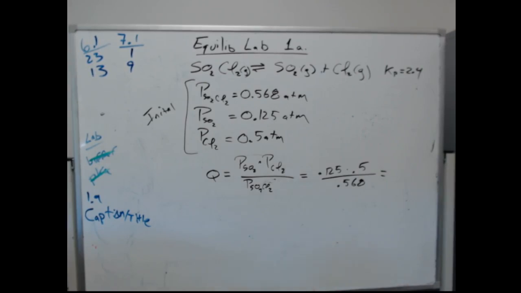Oh, I switched my caps. That's why this cap's not working. There we go. Okay, so we go ahead and calculate 0.125 times 0.5 divided by 0.568, and we get 0.11.